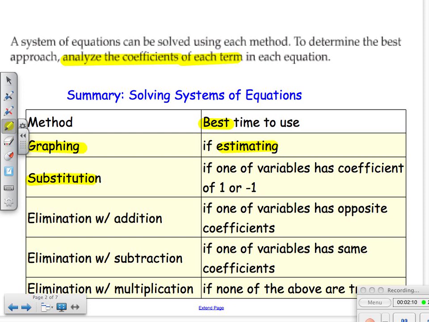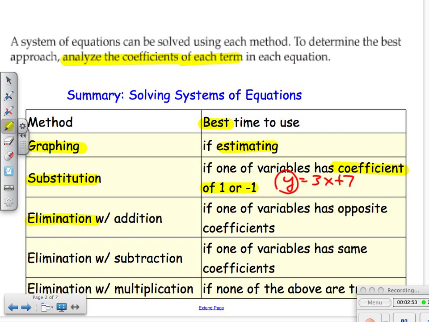Okay, another method we talked about was substitution. And substitution works if you look at the coefficient and it has a 1 or a negative 1 for one of the variables. That means that you have x or negative x, right? If you have an x or a negative x or any variable like that, you can then substitute, because you have a coefficient of 1 or negative 1.